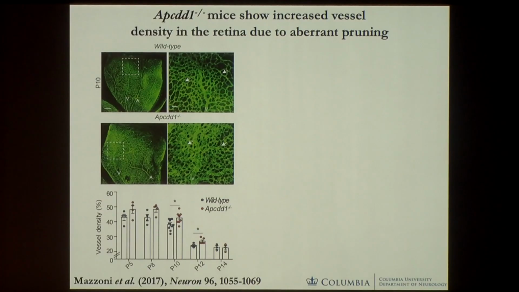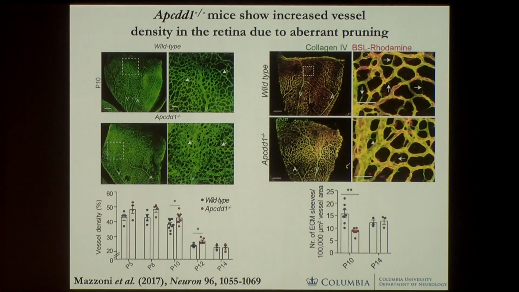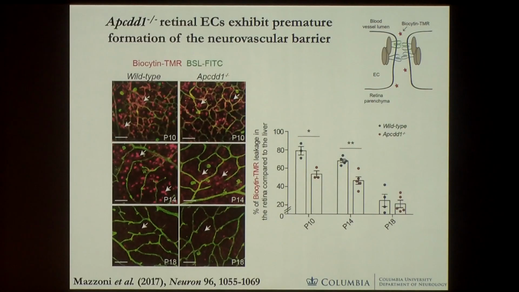So in the mutant, what we saw, and I'm going to go fast because this has been published, basically that APCD1 mutants show a hypervascularization due to basically defects in basal pruning. Now the surprise came when we examined the blood-retina barrier properties of APCD1 mutants. So to do that, we injected the small tracer biocytin tetramethylrhodamine, which I introduced at the beginning of the talk. And what we saw that indeed in the mutants, there was a reduced leakage of this tracer at P14 and P10 compared to the wild type, suggesting that indeed there was a decoupling between angiogenesis and blood-retina barrier maturation.